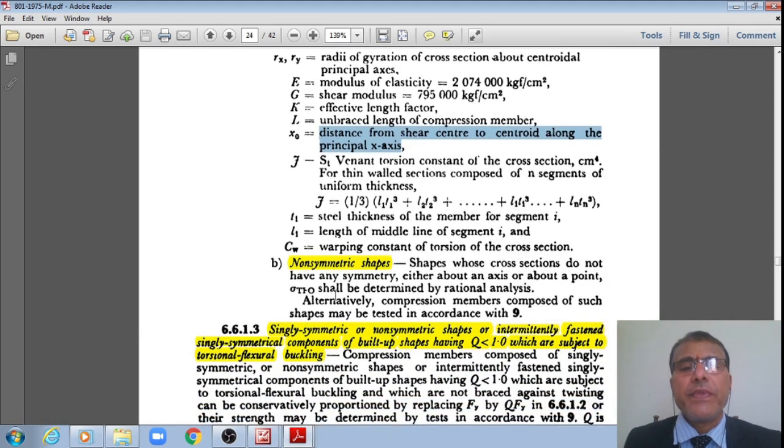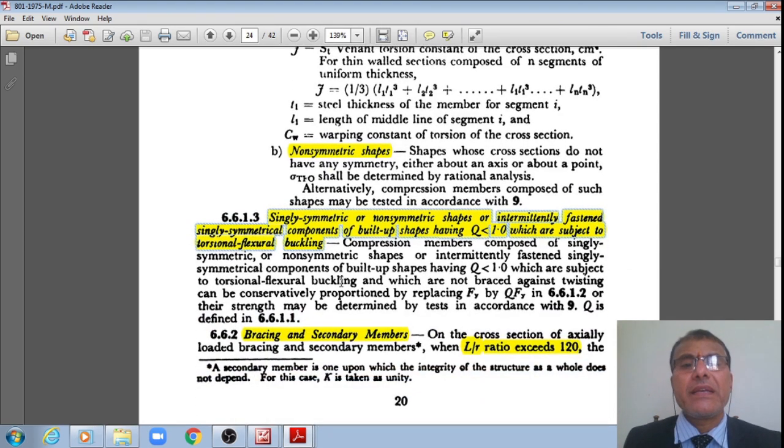the warping constant of torsion of the cross section, right? Then, however, for non-symmetric shapes, the shapes whose cross section do not have any symmetry, either about any of the axes or about a particular point, sigma TFO shall be determined by rational analysis. Or alternatively, it can be calculated or tested in accordance with the clause 9.